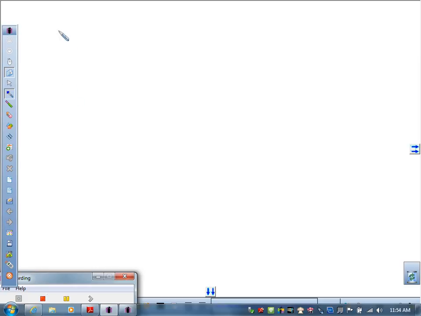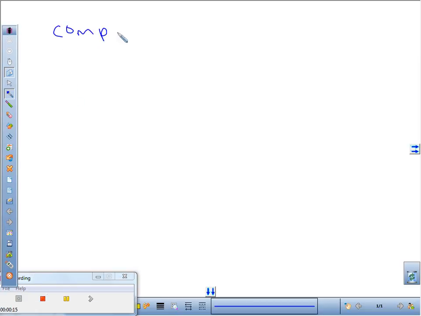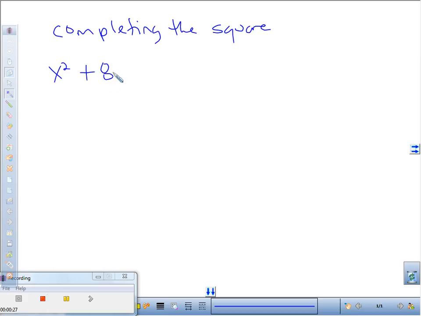Completing the square. A problem for completing the square, let's say x squared plus 8x minus 15 equals 0. So your steps, try not to look at your notes because this is where you're trying to see if you remember. Does anybody remember the first step in completing the square?